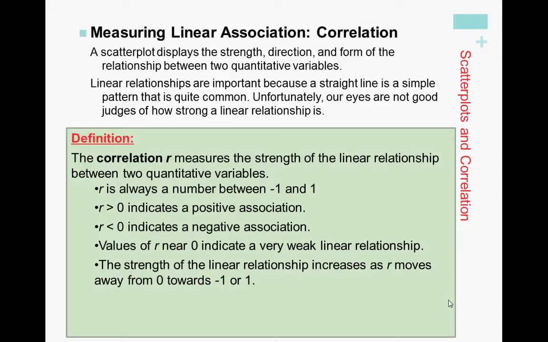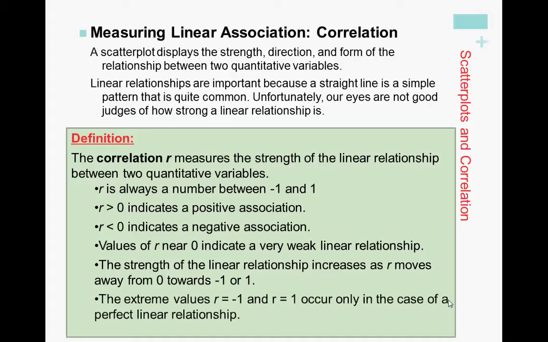So the extreme values, r equals -1 and r equals 1, only occur in a perfect linear relationship. So really, unless we are creating the dots using a linear equation, it's almost never going to happen when we're using real world data. Now we may find some that are very close to 1 or -1, but they're not going to be exactly -1 or 1, and that's okay. We're not expecting something to be exactly 1 or -1 for the correlation.